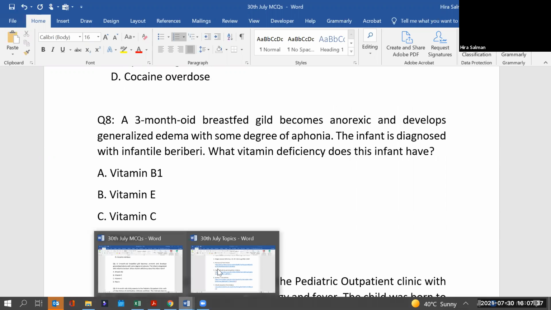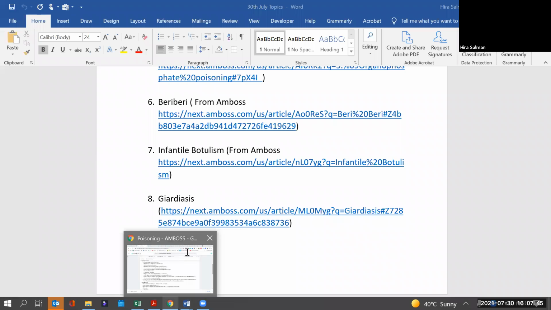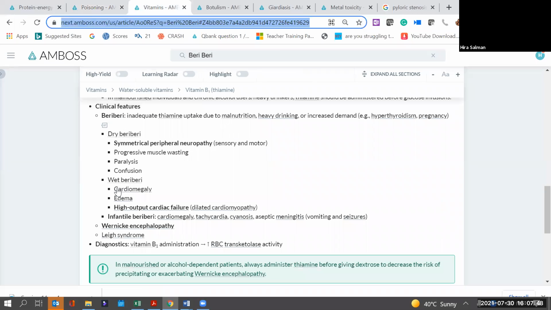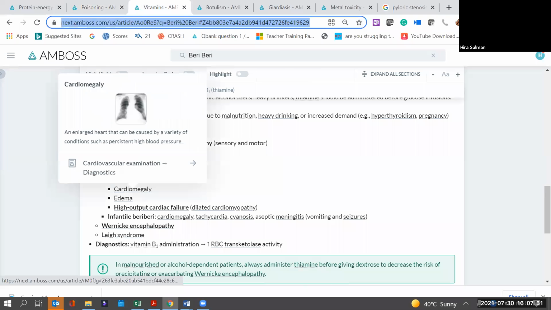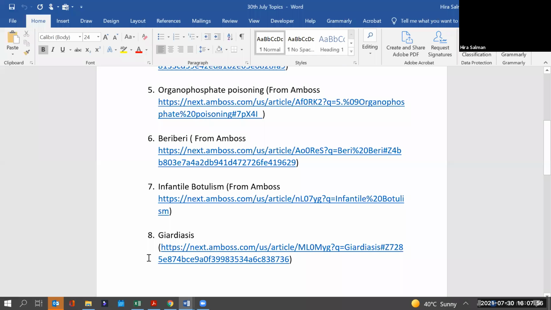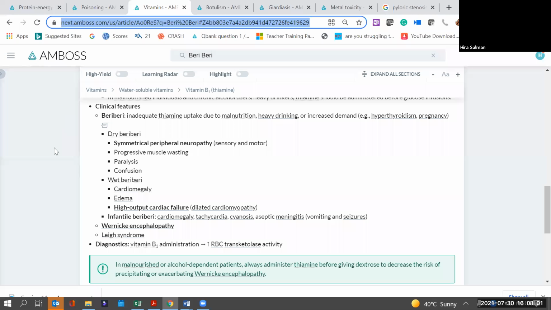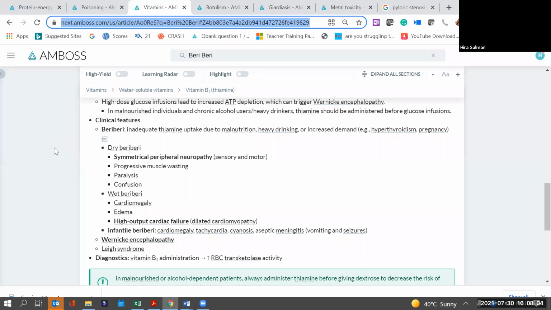Okay, for the next one, we have to go for the theory first. Infantile botulism. Let me take you to Amboss because it's not there in MTB. Infantile botulism or beriberi, which is the one? Sorry, I left the beriberi. So first we will cover the beriberi. For beriberi, always think about there is a deficiency of thiamine. Thiamine is one of the essential amino acids that has to be there in the body. So if this thiamine is deficient, that's all because of the deficiency of vitamin B1.